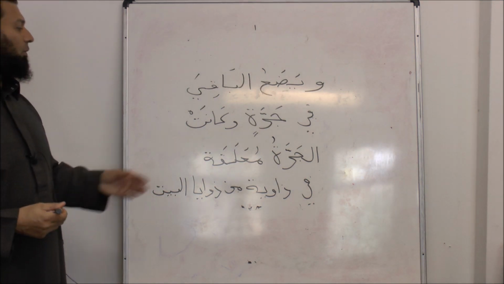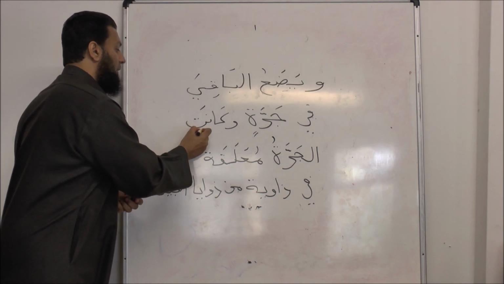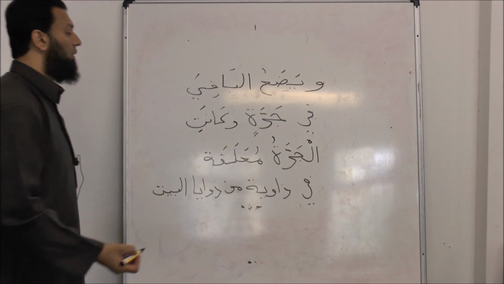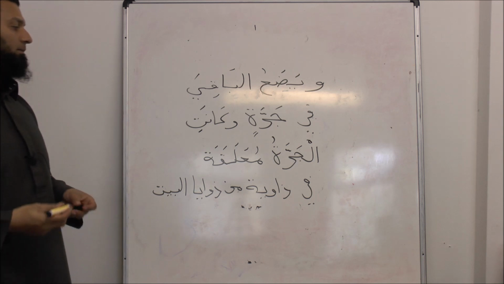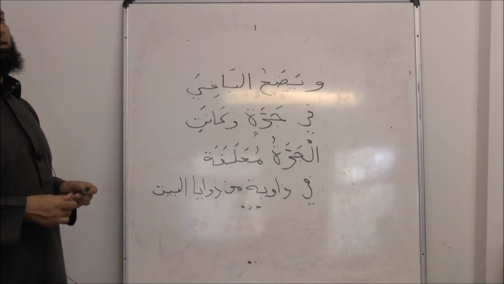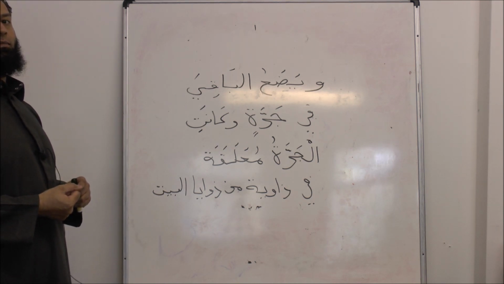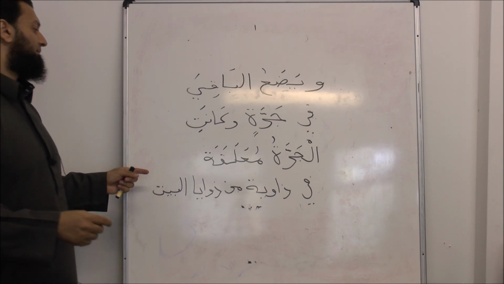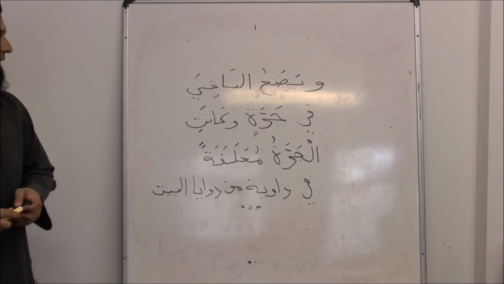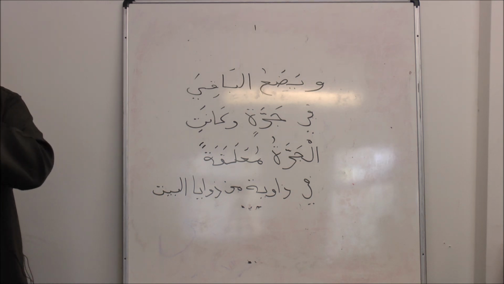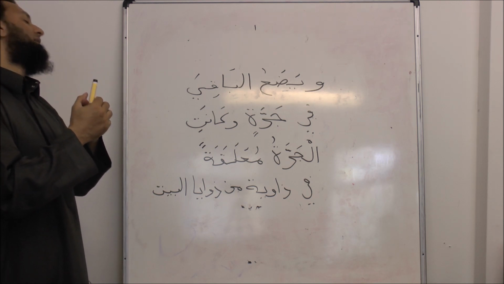Right? وكانت, and it becomes kanatil jarratu. Mu'allaka. معلقة, not tun. Mu'allakatu. Hanging. Actually, it's mu'allaqatan. Why is it mu'allaqatan? Because remember the rule of kana. Kana makes it mansubun.